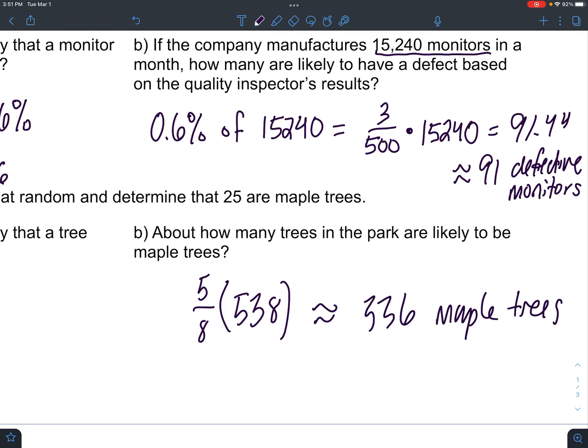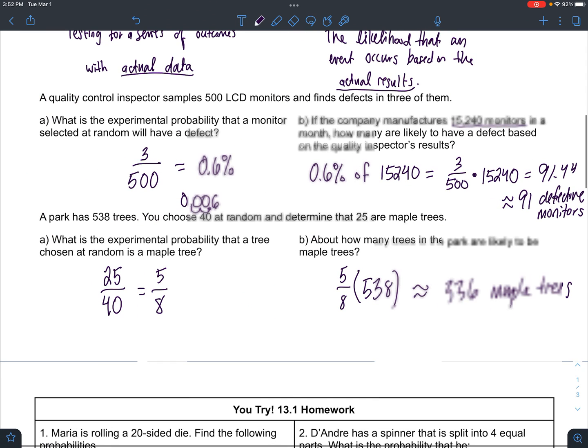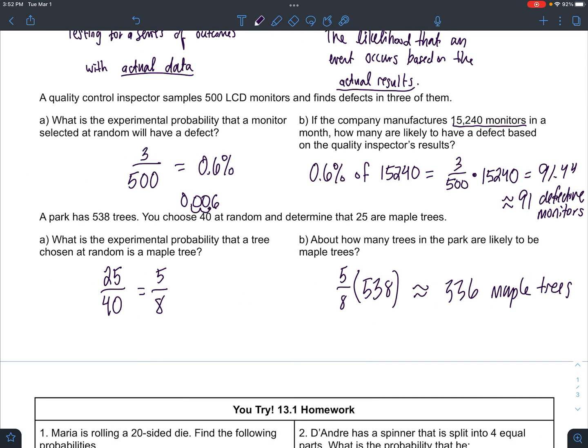No, it doesn't. In fact, it's pretty low chance that there's actually that exact number. There might be 340 or 330 or maybe even 300. His sample wasn't that large. He only looked at 40 trees, right? So, for example, if this was 22, that would drastically change our final answer, right? So a small sample sometimes doesn't cut it. We have to make sure we're doing enough trials, and that takes time.